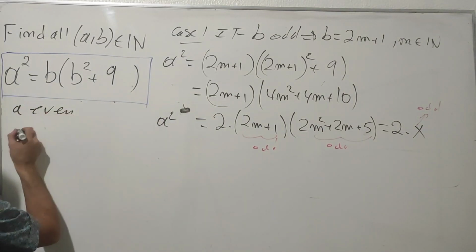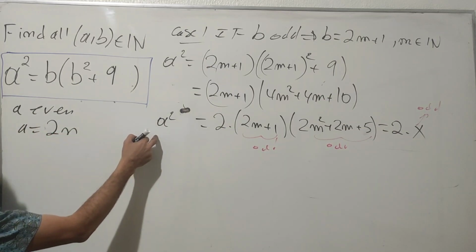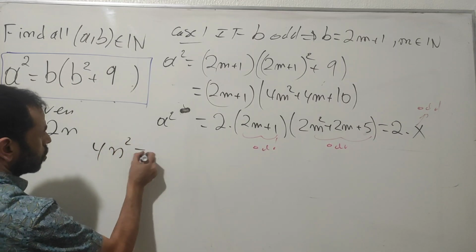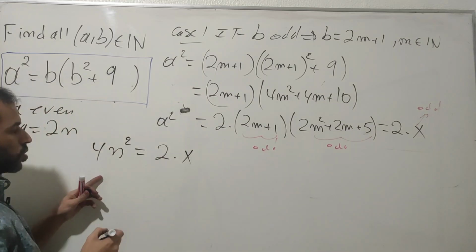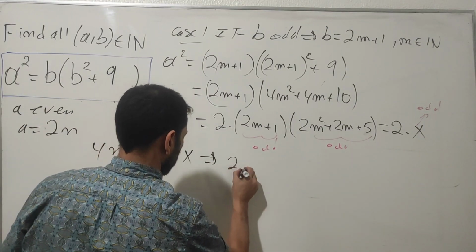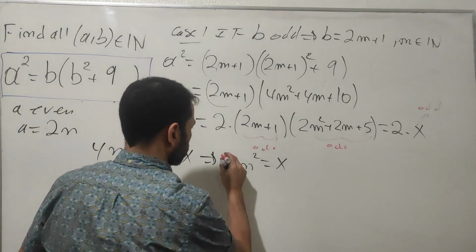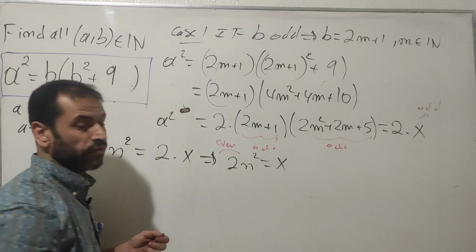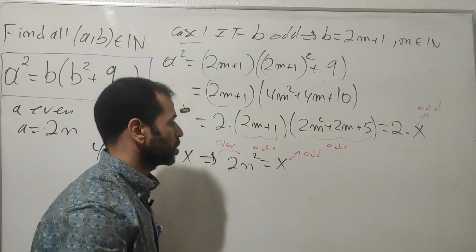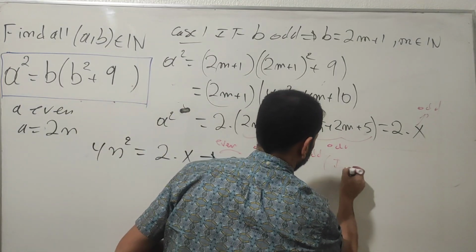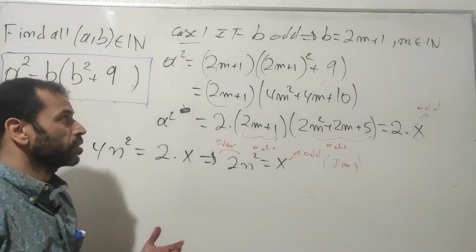a is even. Let's set a equals 2n. Let's take this value of a and insert it in here. So we get 4n squared equals 2x. Let's cancel out 2 from both sides. So we get 2n squared equals x. But the left hand side of this equation is even, while the right hand side is odd, because x is odd. It is strictly impossible, which means the case where b is odd doesn't work here.